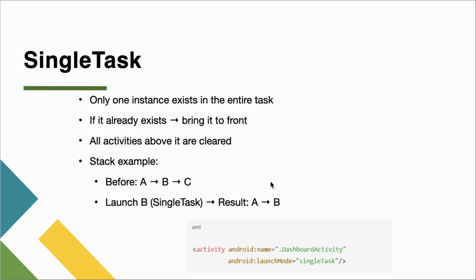Now we'll talk about SingleTask. So it says only one instance exists in the entire task. If it is already existing, bring it to the front. All the activities above it are cleared. Like the simple stack example would be, before it was like ABC. Now I want to launch B. So it is a single task, so it will clear off C and it will keep A and B.